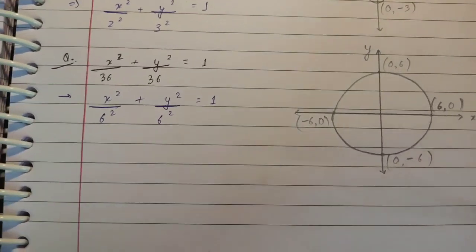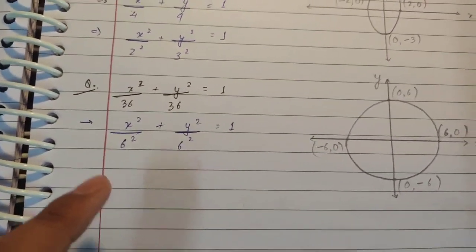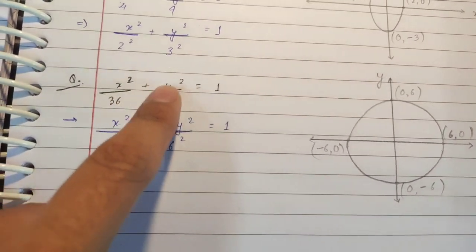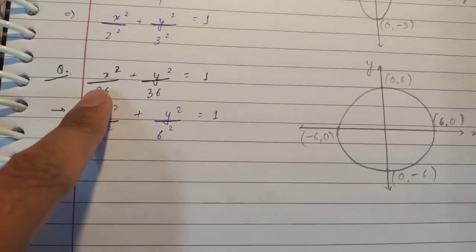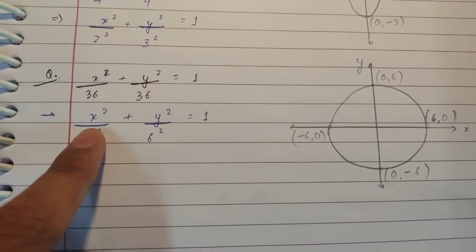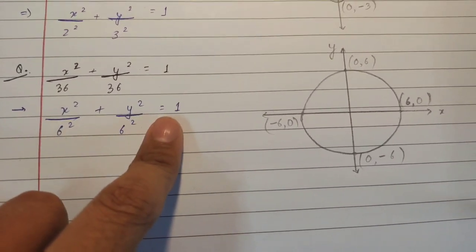Now let's see one more case. This one is a special case in the ellipse: x²/36 + y²/36 = 1. Since 6² gives us 36, the general equation will be x²/6² + y²/6² = 1.